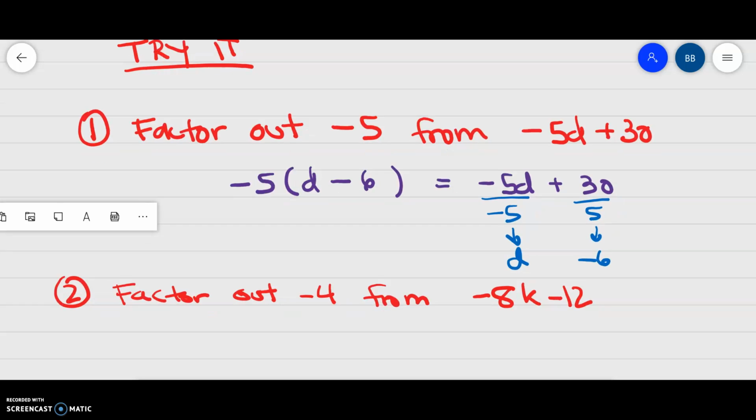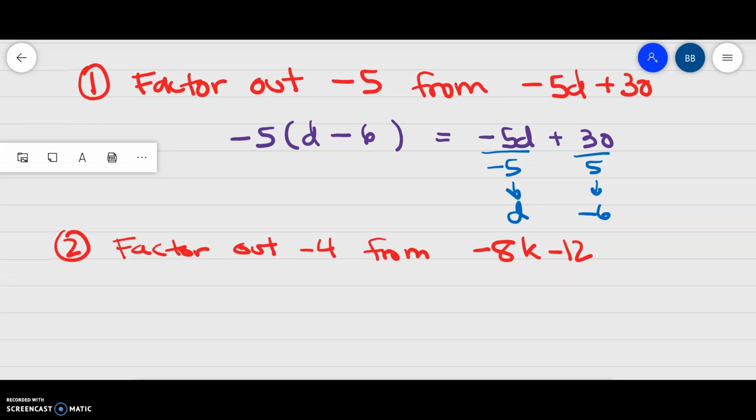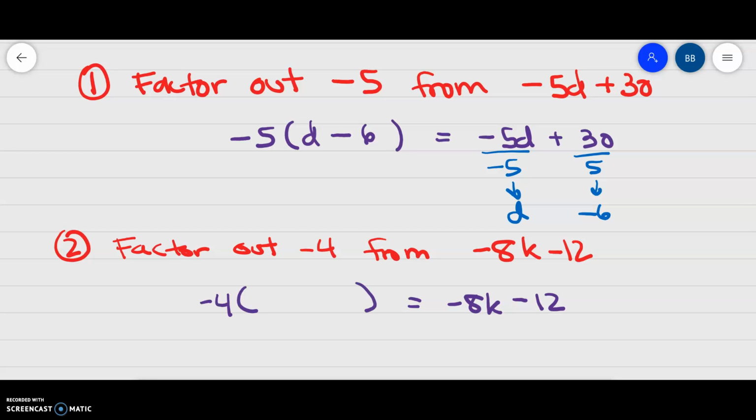All right, for the second one, we have negative 8k minus 12, and this is going to equal, and we're factoring out negative 4, so it's going to equal negative 4 times something. And I'm, for some reason, doing this from right to left. You don't have to do it that way. You can do it from left to right. We just started with distribution, so we're kind of used to seeing it this way, but you can totally write it a different way if you want to.